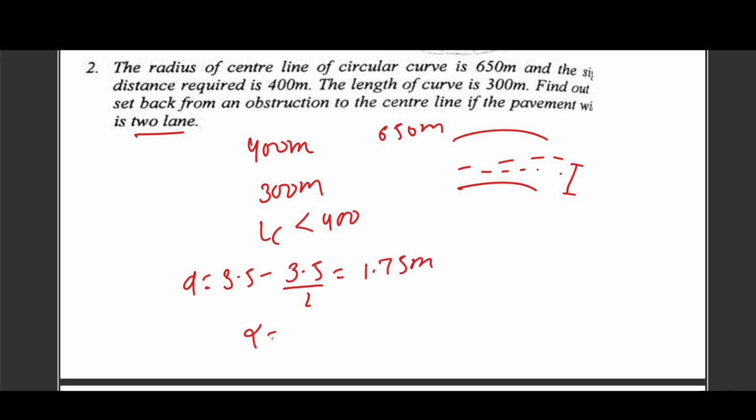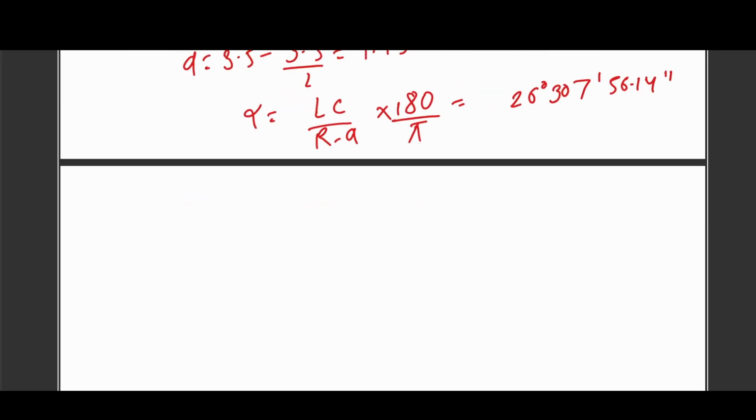So the central angle subtended equals LC divided by R minus d, into 180 by pi. So what will be this answer? The value will be 26 degrees 30 minutes 56.14 seconds will be the answer. Okay, you can solve it.